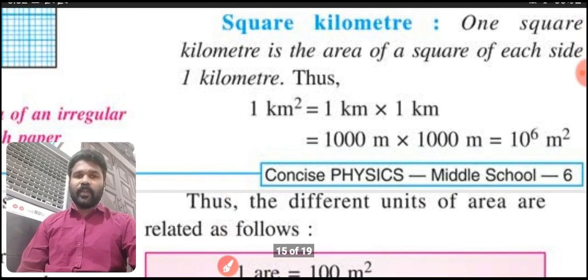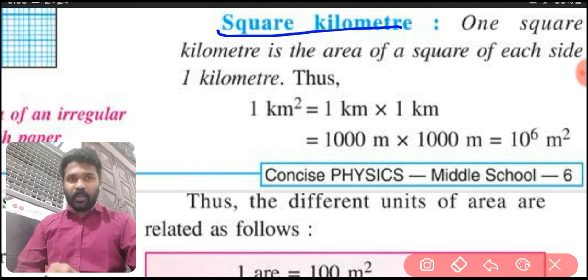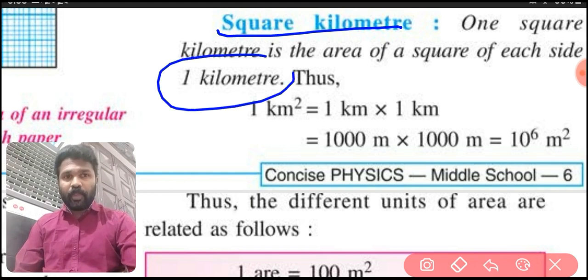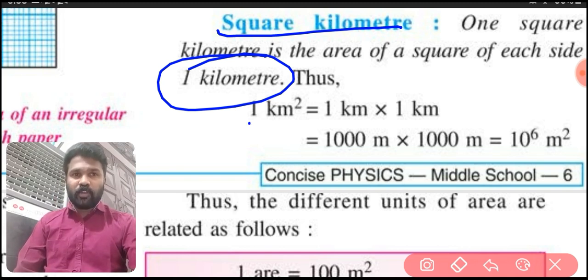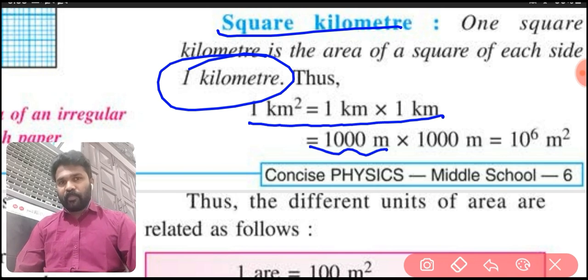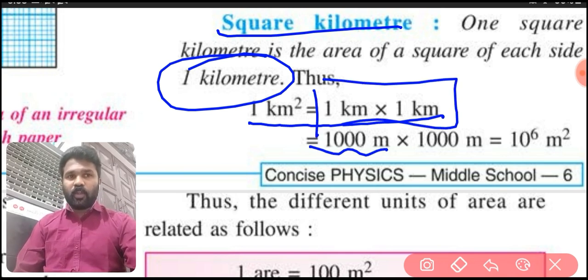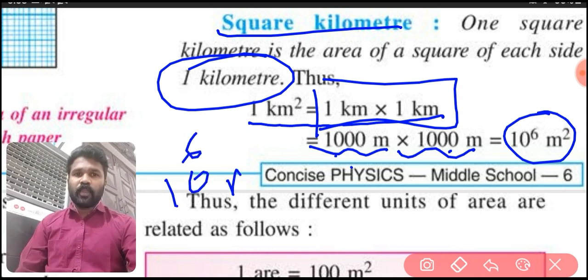Now square kilometer. What is square kilometer? Another bigger unit, that is square kilometer. 1 square kilometer is the area of a square of each side 1 kilometer. So 1 kilometer square is equal to 1 kilometer into 1 kilometer. We know that 1 kilometer is 1000 meter, so 1000 meter into 1000 meter is equal to 10 raised to 6. How many zeros are there? It is 3 plus 3, that is 10 to the power of 6 meter square.